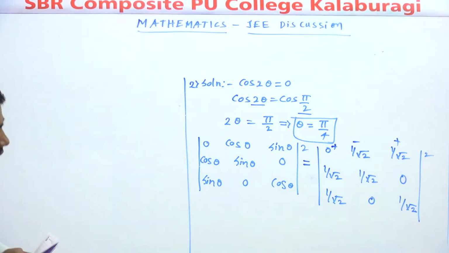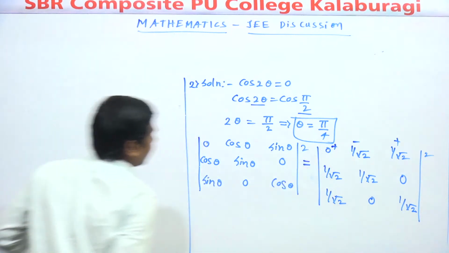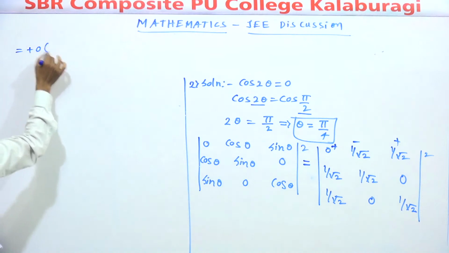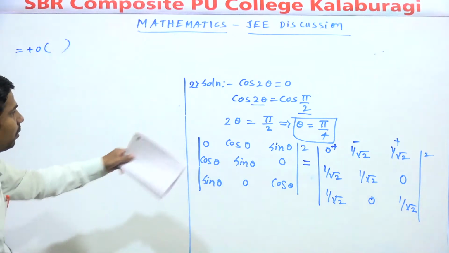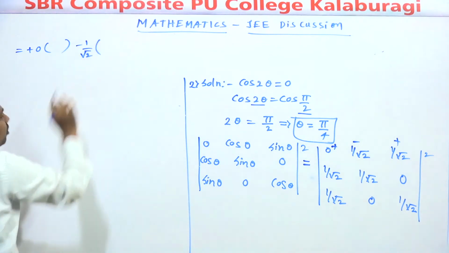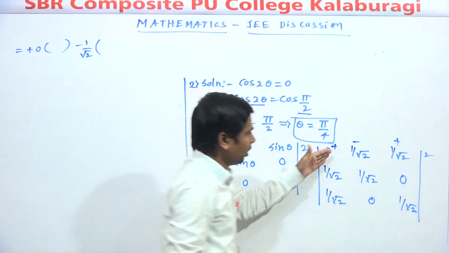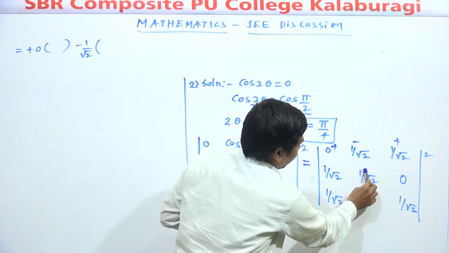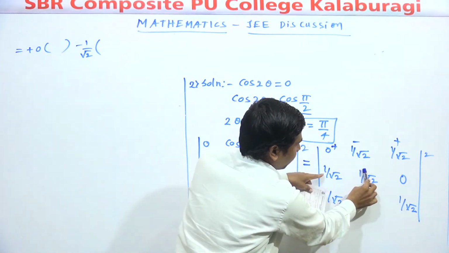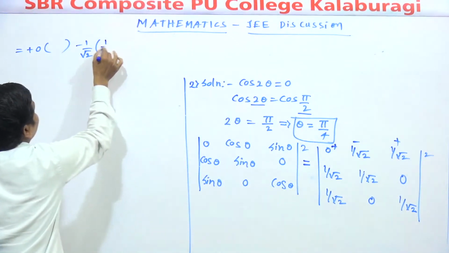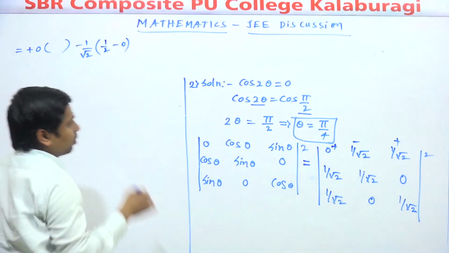So first you can say 0 into any number, plus 0 into any number is equal to what? 0 only. Minus 1 by root 2, suppressing its row, its column, dot 1 by 2 minus 0. 1 by root 2, 1 by root 2 is what? 1 by 2 minus 0.